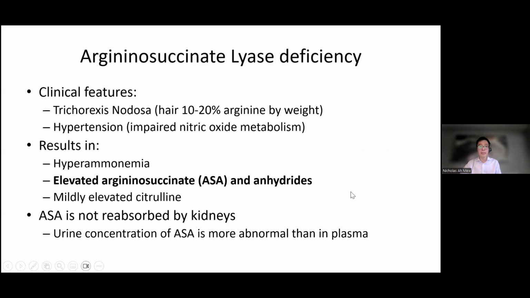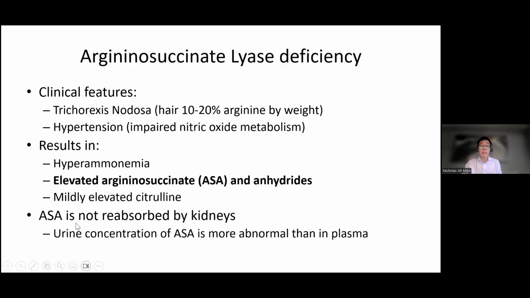This next enzyme is ASL, or argininosuccinate lyase. The deficiency disorder is particularly interesting because there are some other clinical features of this condition that include trichorrhexis nodosa, in part because there's a lot of arginine in hair, but also hypertension as a result of impaired nitric oxide metabolism, which I'll get to in the subsequent slide. Once again, high ammonia, elevated glutamine. You will also see elevations in argininosuccinate and its anhydrides on your plasma amino acid profile, and this may also back up to result in mildly elevated citrulline, which is the marker used by many states on newborn screening.